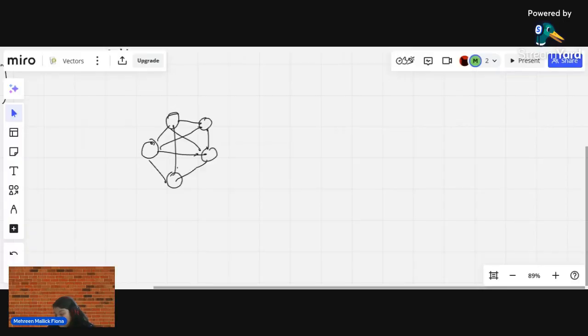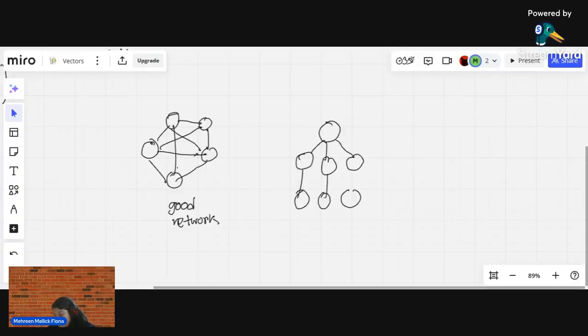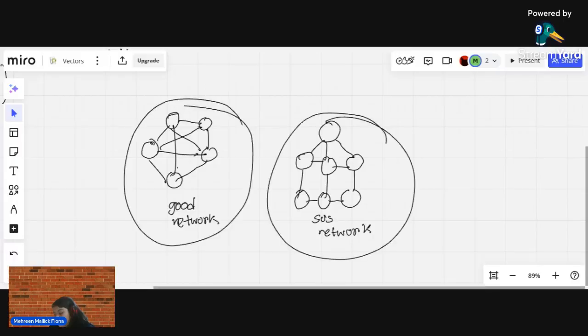So this one is a very good network, and this one is a bad network. I'm making it sus so that it would look weird, because topologies in general do not look like this. So sus network. How would I know if this is a sus network and how this is a good network?